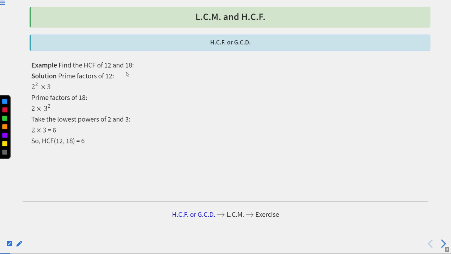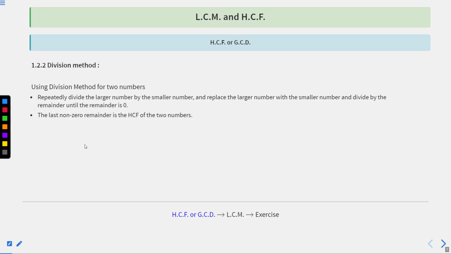Find the HCF of 12 and 18. First of all, we are going to find the prime factors. 12 can be written as 2 square into 3, and 18 can be written as 2 into 3 square. Now take the lowest power of 2 and 3, that is 1: 2 to the power 1 and 3 to the power 1. So here it will be 2 times 3, that is 6. So the HCF of 12 and 18 is 6.